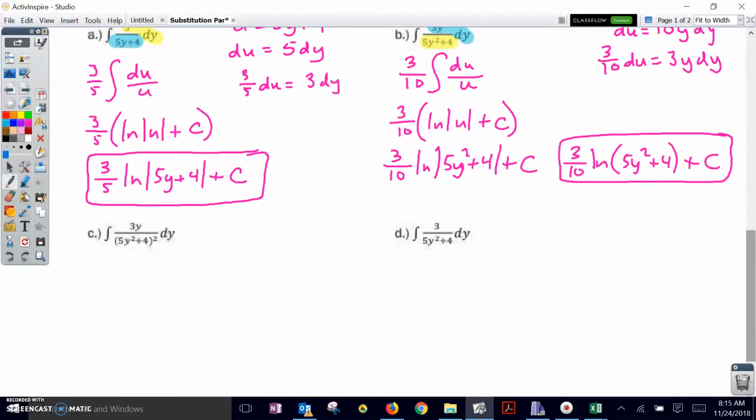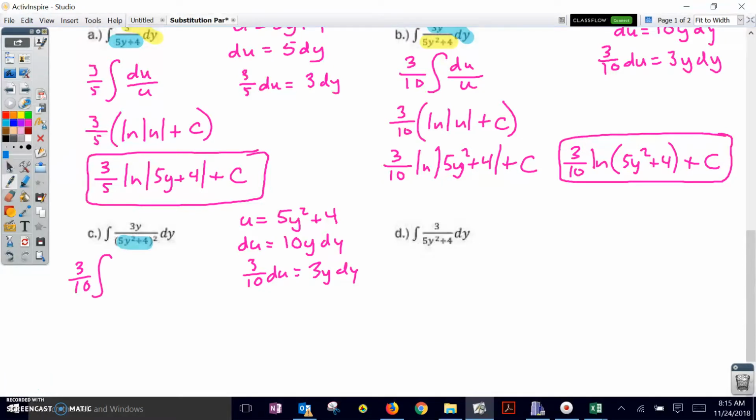In part C, we're going to use a similar strategy. Instead of substituting the entire denominator, we're going to substitute what's being raised to the second power in the denominator. So again, we're going to substitute u equals 5y squared plus 4. And then du is going to be equal to 10y dy, and 3y dy is going to be equal to 3/10 du.